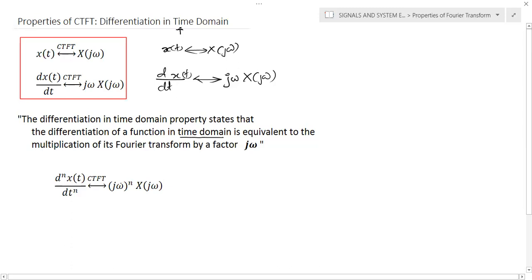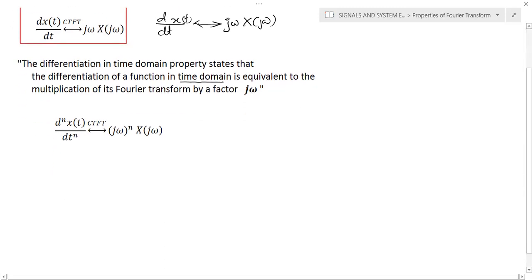Okay. And we can extend this property if there is an nth derivative, d raised to n x of t by dt raised to n. So for the nth derivative of x of t, we can simply multiply by j omega n times. That is j omega the whole raised to n into x of j omega. Okay, this property is very important because the remaining portions we will discuss with respect to this. When we discuss LTI systems, this property is very useful to solve differential equations, or if you want to find the transform of a differential equation, we will frequently use the differentiation property.